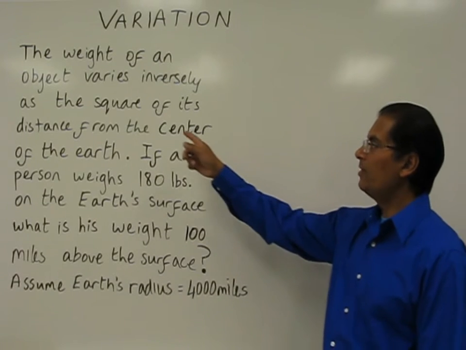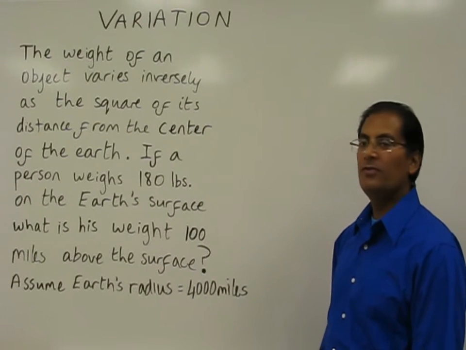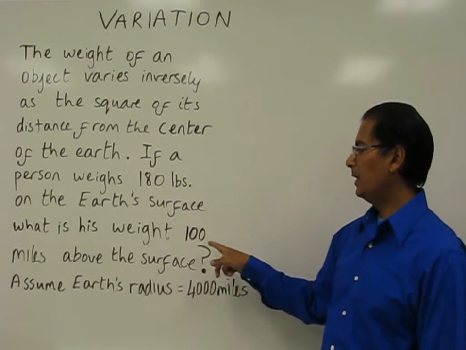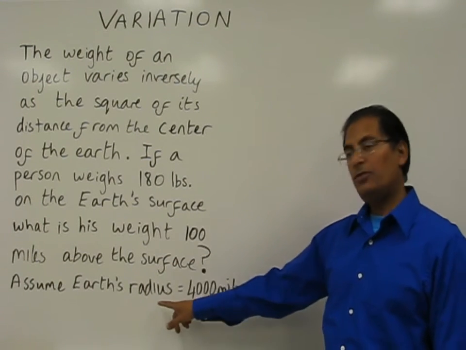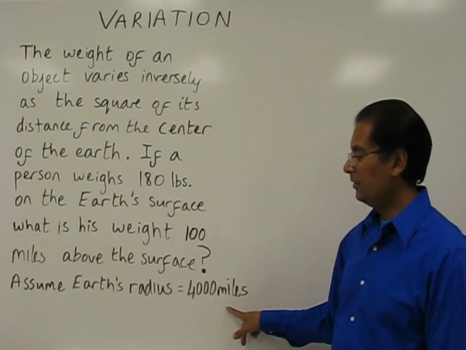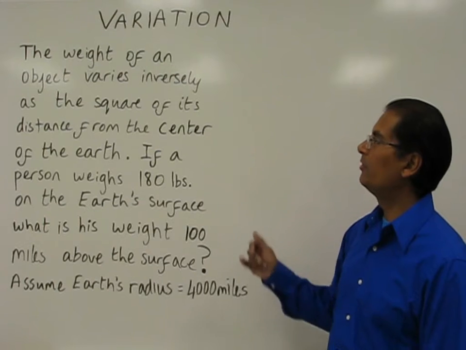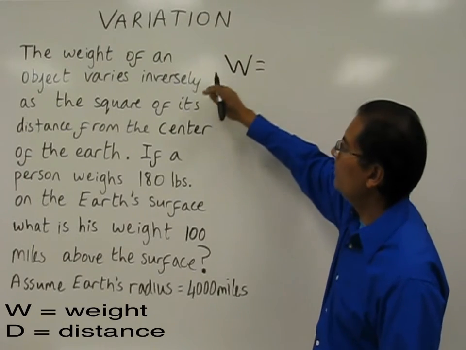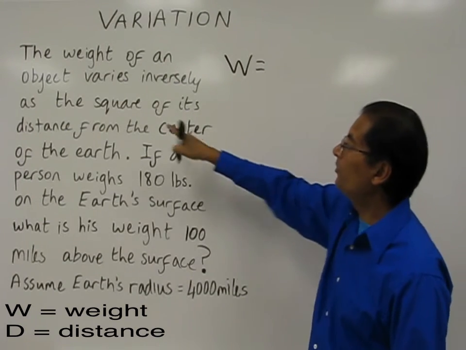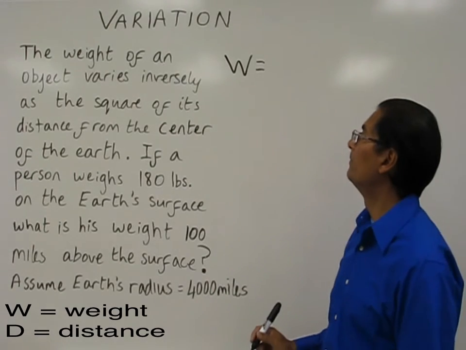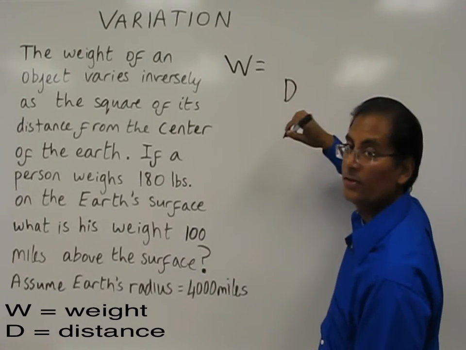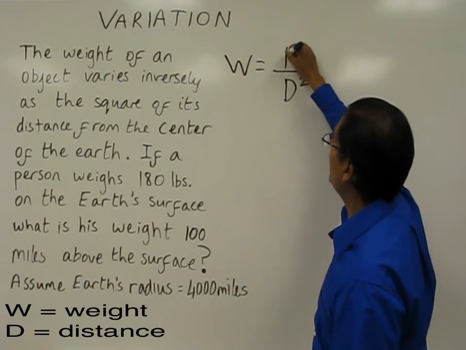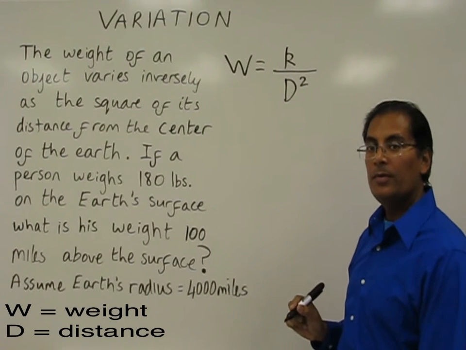The weight of an object varies inversely as the square of its distance from the center of the Earth. If a person weighs 180 pounds on the Earth's surface, what is his weight 100 miles above the surface? Assume the Earth's radius as being 4,000 miles. Now we're given an inverse relationship here. We're told that the weight, we'll say W, varies inversely proportional to the square of the distance from the center. So we'll call that d for distance from center squared. It's an inverse relationship, so it sits in the bottom, and we have a k up here. So W equals k over d squared.